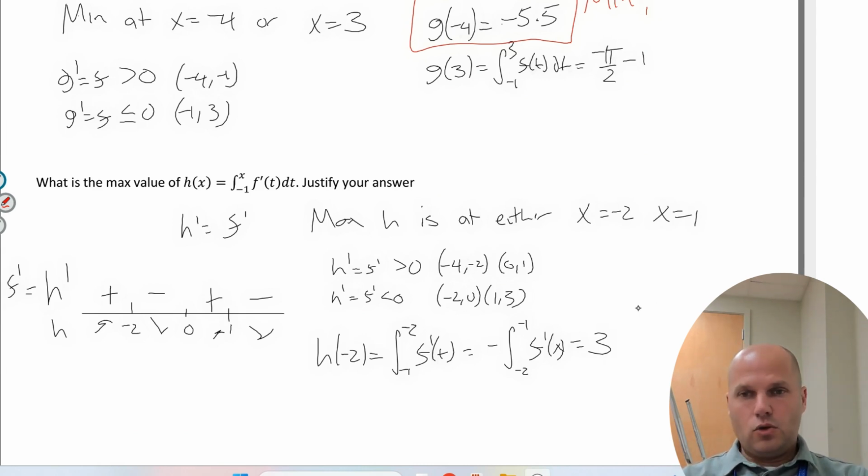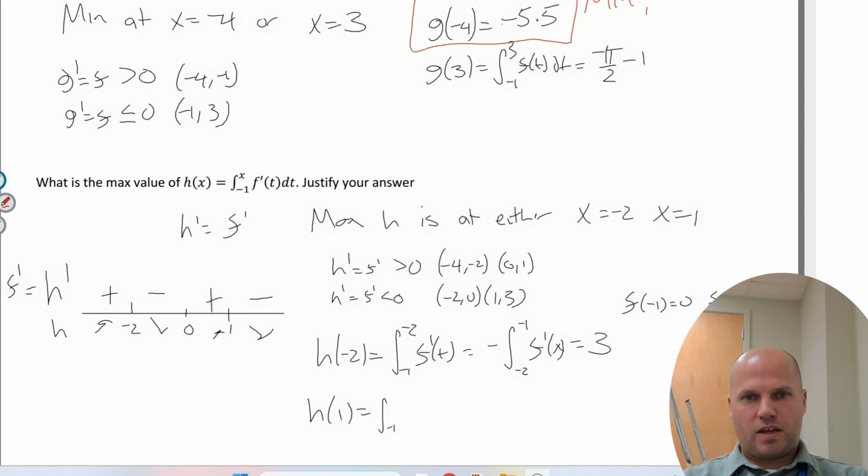Or you can think of what is f of negative 1. That's 0. What is f of negative 2? That was 3. So I went from 3 to 0. I decreased 3. I'm taking the opposite of it, which means I get 3. Oh, that's tricky. What's h of 1?